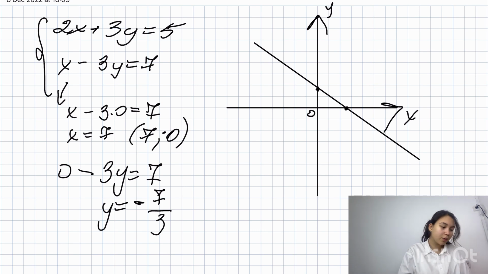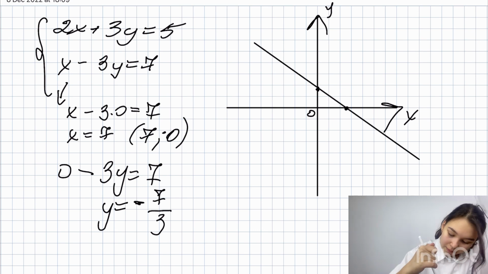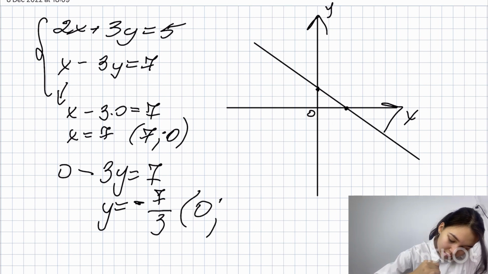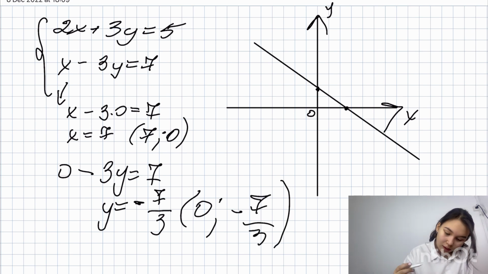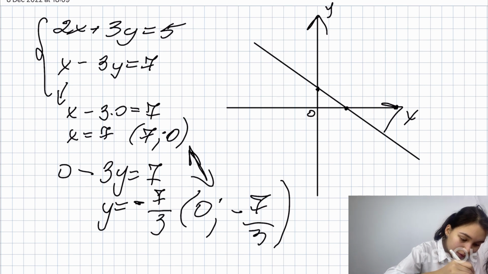Is it understandable for you guys? This is the x-intercept. I guess it is understandable for you. So let's draw it on the graph. 7 is here, and minus 7 over 3 is approximately here. So we should draw it like this.